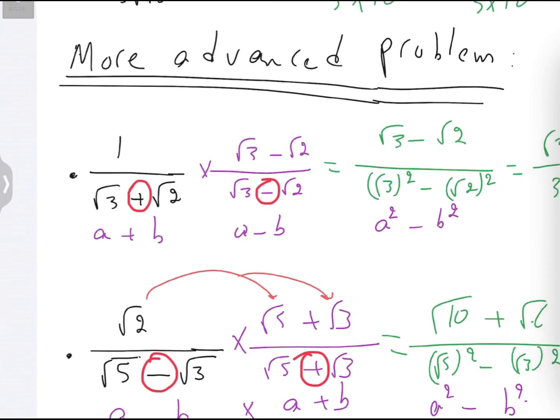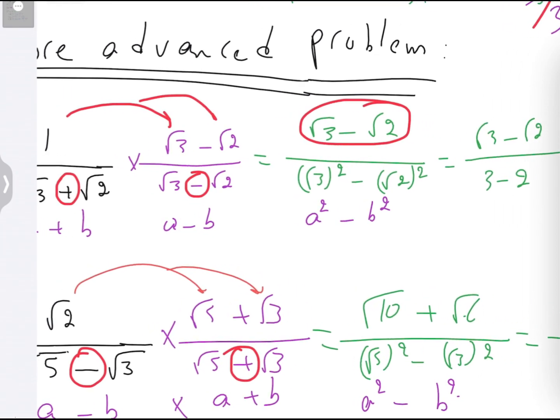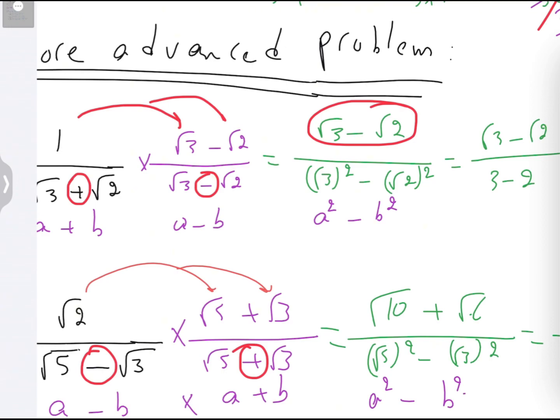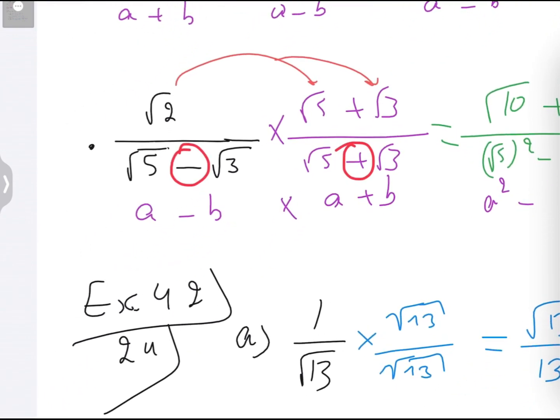Now let's go back to the first example. In the numerator, we have 1 times radical 3 and radical 2, which is radical 3 minus radical 2. Down there we have, it's in the form of a plus b into a minus b. As we said in the previous session, it's a remarkable identity, so it will be a squared minus b squared, with a is radical 3, b is radical 2. Some calculation will get the final answer, that's radical 3 minus radical 2 all over 1, that's radical 3 minus radical 2.